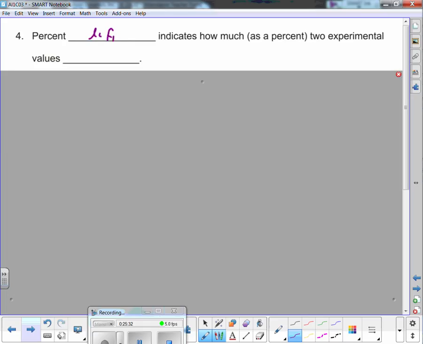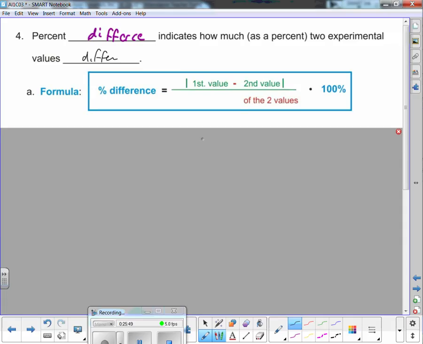Percent difference indicates how much, as a percent, two experimental values differ. I gave you most of this formula already. Percent difference: first value minus second value. You're doing an experiment and you get two different values. You've all done science fair. Do you get the same number every time you run something? You don't. So the first time you get a value, the second time you get a value.